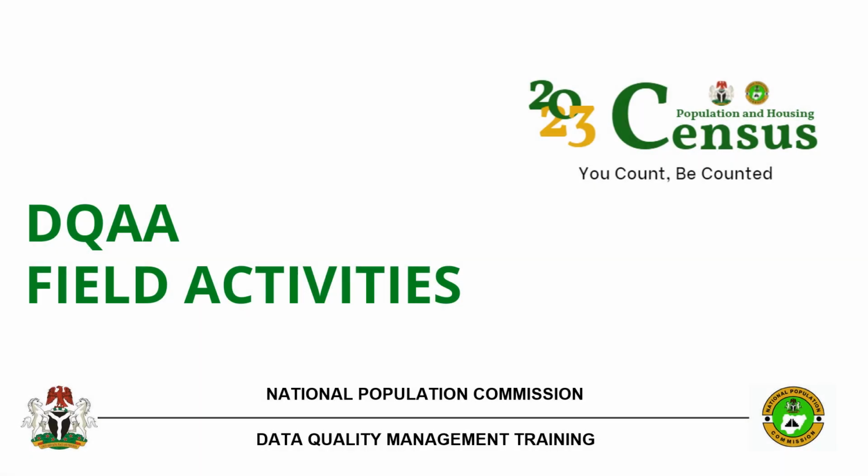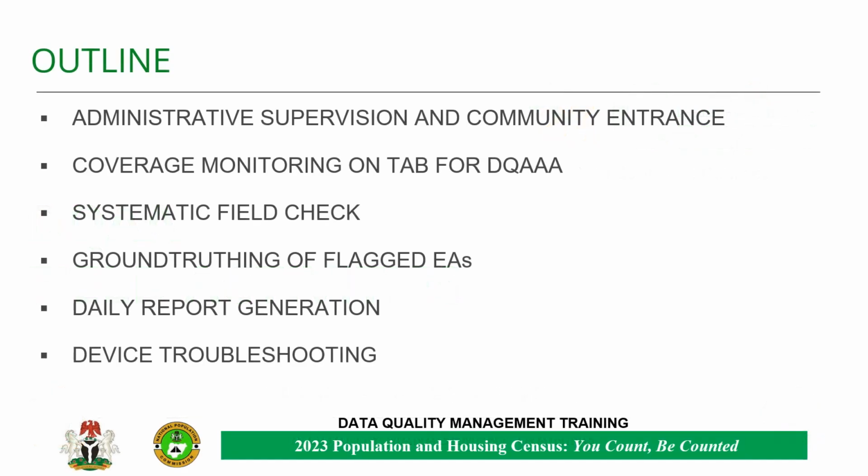DQAA field activities. Next slide. Outline: administrative supervision and community entrance, coverage monitoring on tab for DQAA, systematic field check, run-through of flagged EAs, daily report generation, device troubleshooting.